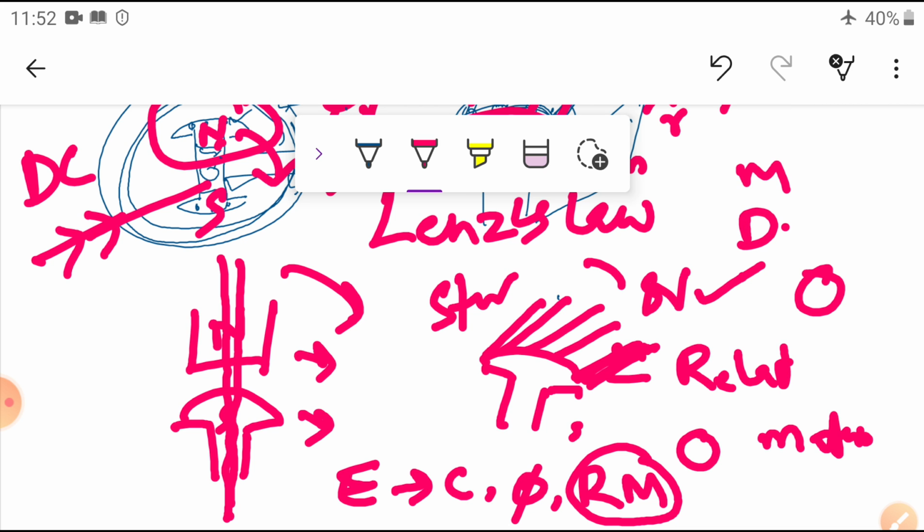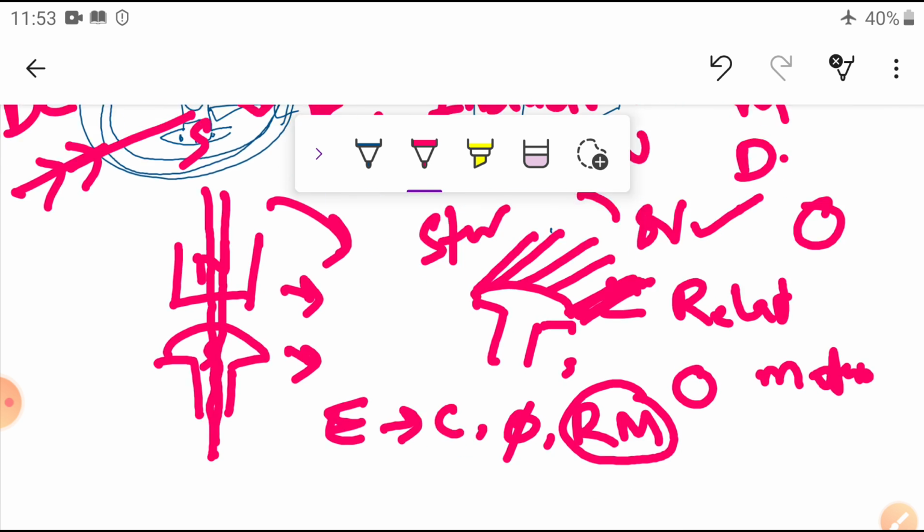Okay, now we have covered the construction and why it is not self-starting. If it is not self-starting, we have seen how we are going to start the motor. Now, so far we have seen this theoretically. It has a stator and a rotor, both are magnetically coupled, and their axes coincide with each other.